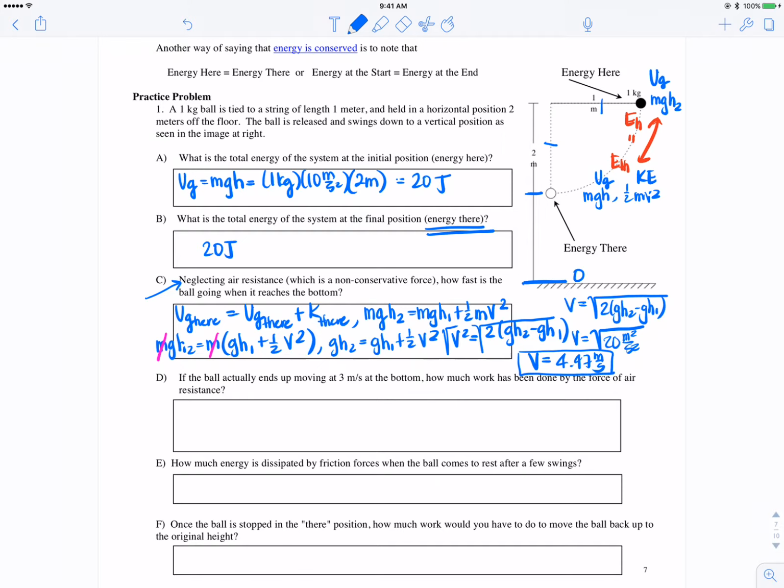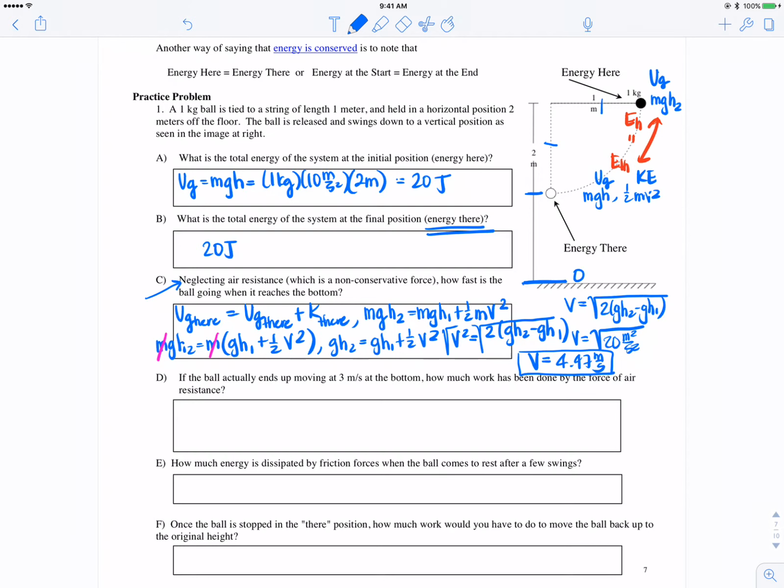Okay, so this was just done by setting the energy here equal to energy there and figuring out what type of energy exists at each point. Because the ball is being held still at the top, there only exists gravitational potential energy here, and at the bottom of the swing, the ball is still some distance away from the earth, so it still has gravitational potential energy, but now it's swinging, so there's also kinetic.